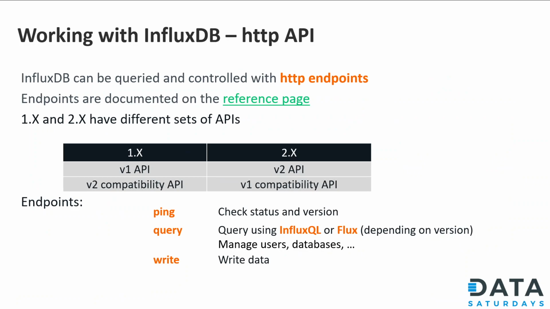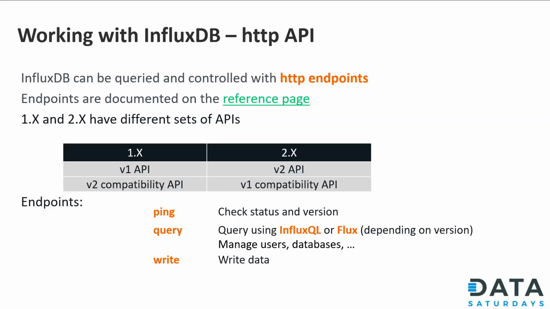Okay, so if we want to write data to an InfluxDB database, we will have to use the API. There's no insert command in InfluxDB. So depending on the version we are using, version 1 or version 2, we have an API for querying and an API for writing, and we have compatibility with the other versions. So we can have V2 compatibility in V1 and V1 compatibility in V2.